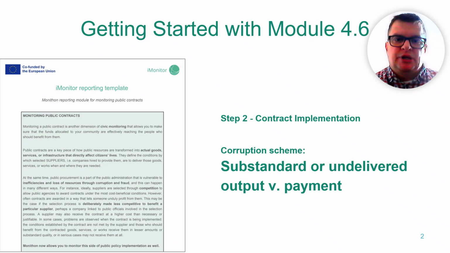In today's webinar, we'll be focusing on Step 2 of contract implementation for climate and environmental projects. Specifically, we'll look at how corruption schemes can emerge when payments are made for outputs that are either substandard or not delivered at all. Our goal is to understand how these risks appear in practice and what can be done to spot them early.